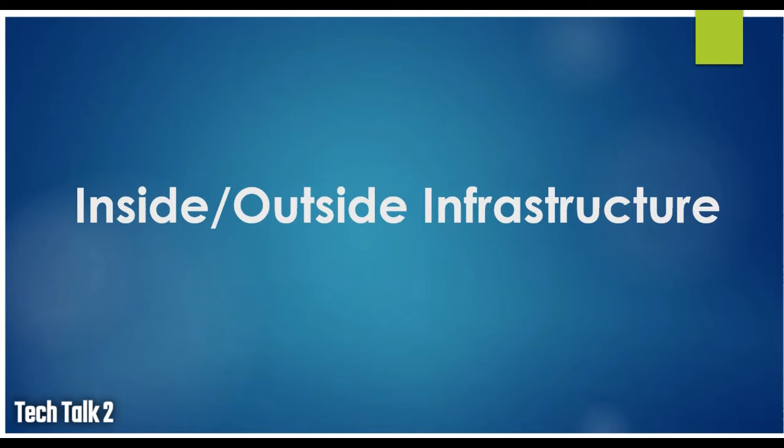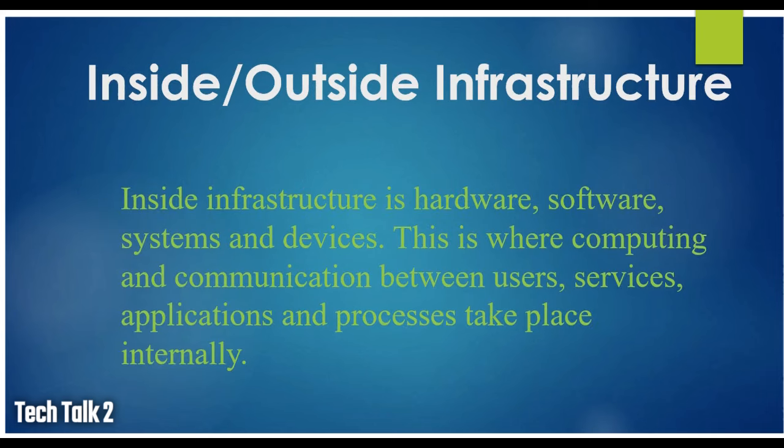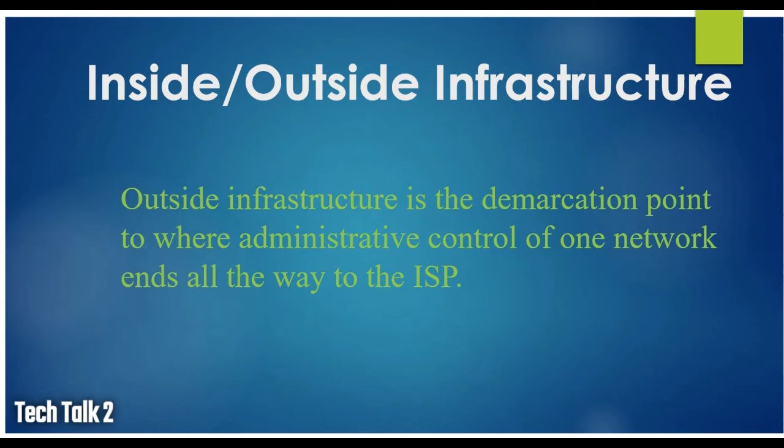Next, we're going to talk about the inside and outside infrastructure and go into more detail on what it looks like. Inside infrastructure is hardware, software, systems, and devices. This is where computing and communication between users, services, applications, and processors take place internally. The outside infrastructure is a demarcation point, from where administrative control of one network ends all the way to the ISP, or Internet Service Provider.